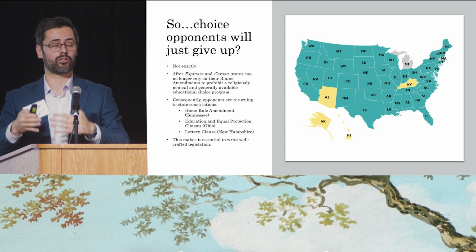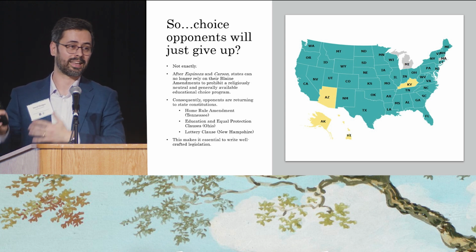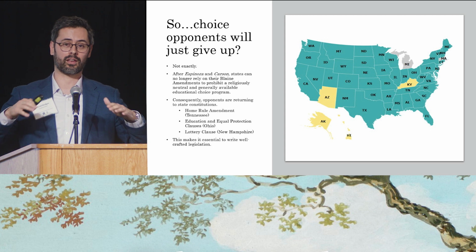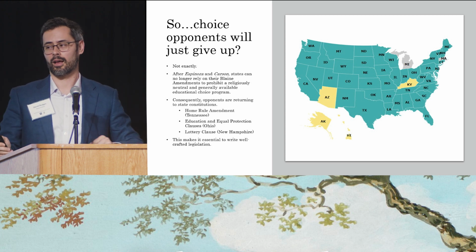And then in Ohio, we're currently in similar litigation where they're saying that because the state has an obligation to establish a system of public schools, it can't do anything else, that basically serves as a ceiling, not a floor.